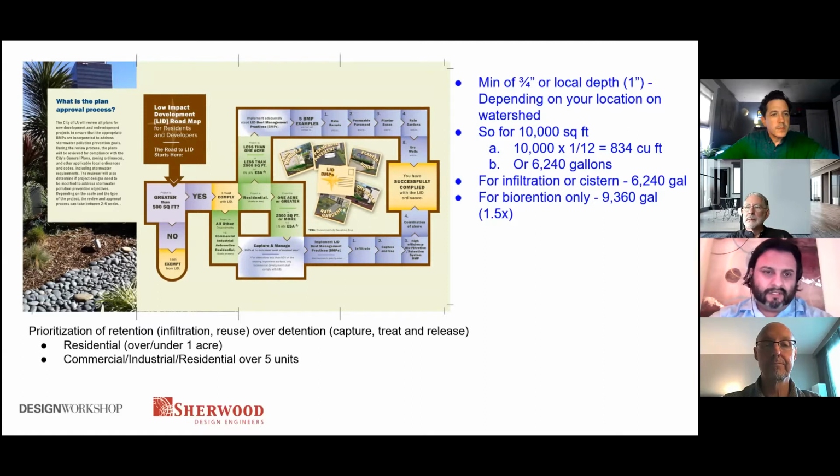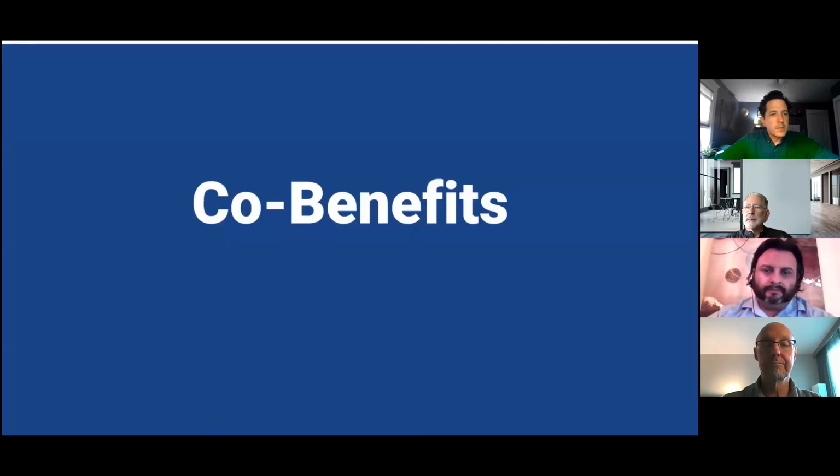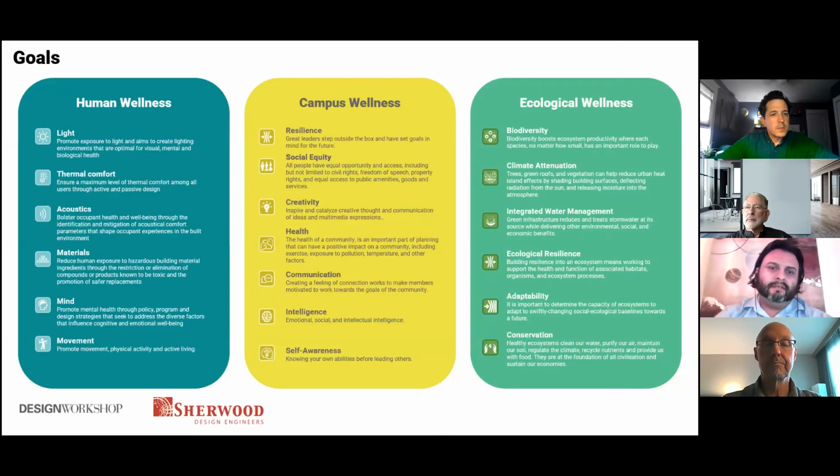So you're looking at 9,300 gallons. The co-benefits, really, when looking at site design, there are these different elements of wellness that we want to think about and incorporate. What is that human aspect, what is that campus aspect, and the ecological wellness that brings all these different benefits to site design, as we think about anywhere from materiality to resiliency and health benefits to biodiversity and adaptability and conservation? Really different factors depending on your site.